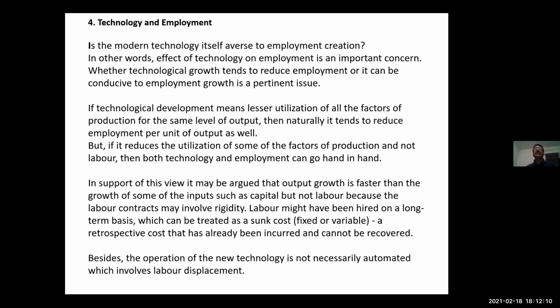A sunk cost is a retrospective cost that has already been incurred and cannot be recovered. Besides, the operation of the new technology is not necessarily automated, which involves labor displacement. So from that point of view, again, the new technology may also require labor, but in a different incarnated form. So then the question comes up: how do you improve the employability, the skill levels of the workers? So the debate then moves on in a different direction. It would say that the new technology may not replace labor as such. It may replace the unskilled labor. But if the labor can be made more employable, then perhaps the new technology and employment can go hand in hand.